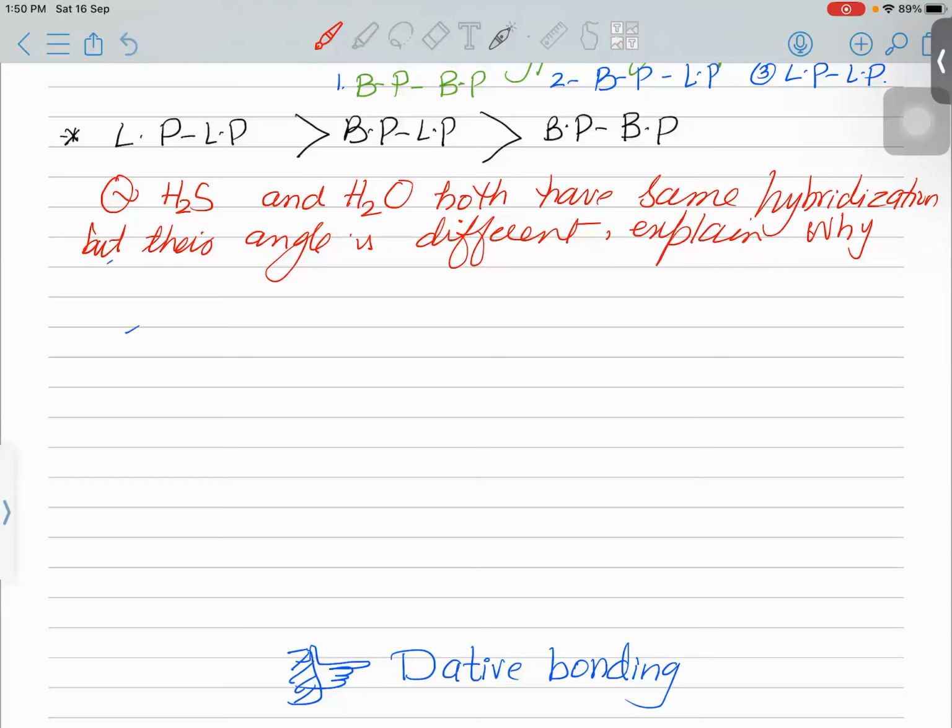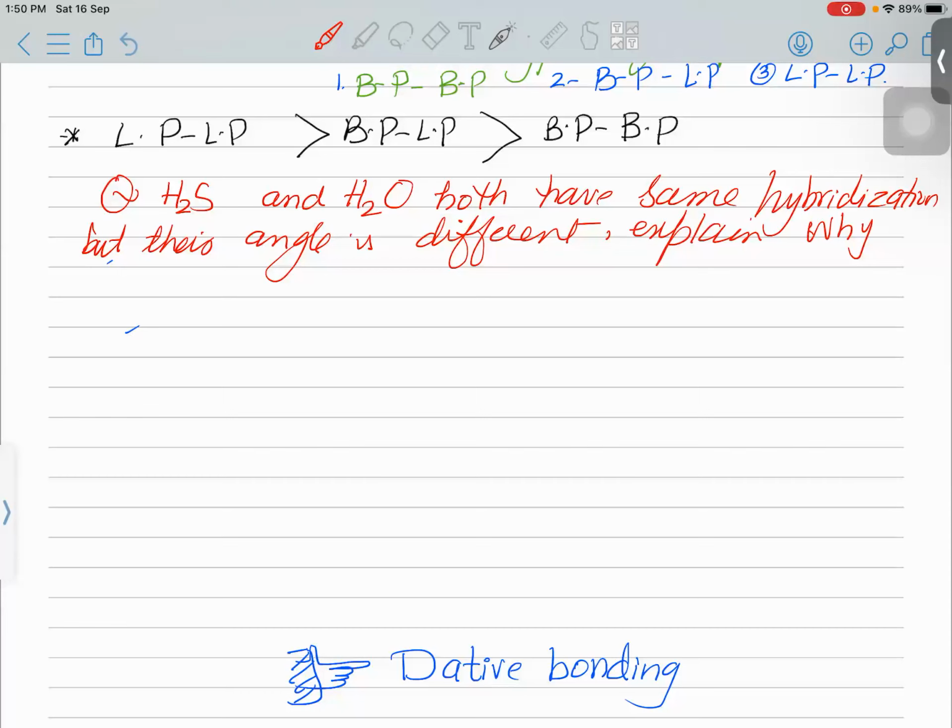Sir, I'm not sure. Oxygen and sulfur both are in the same group. Okay. And Raina, you? Difference in lone pairs.